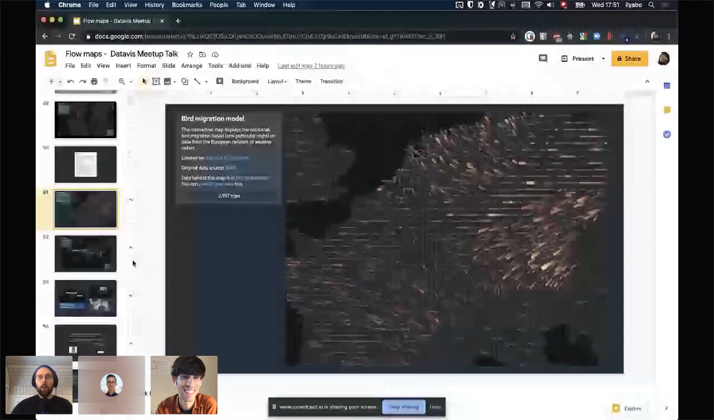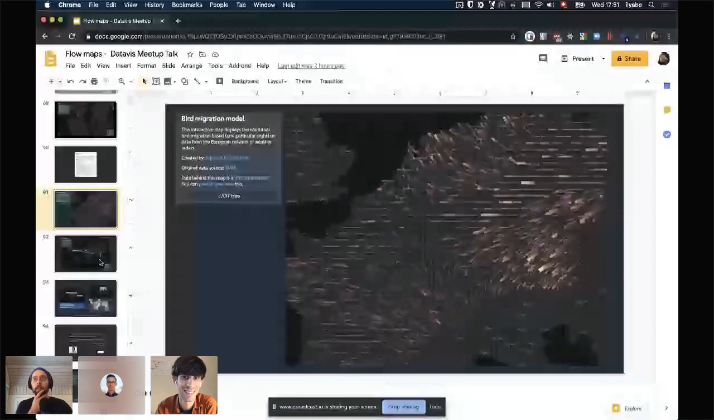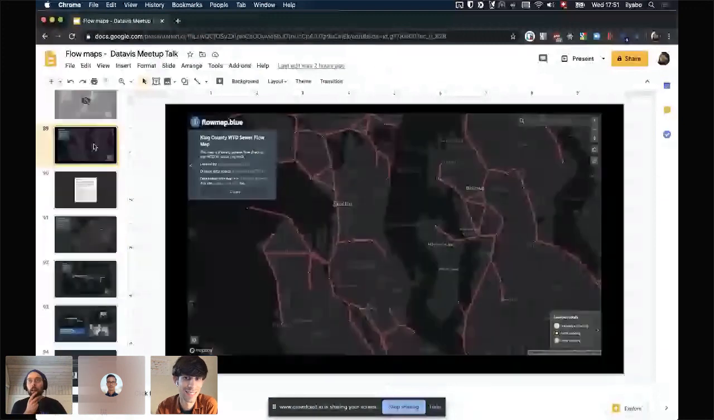Also for this one, for the Seattle sewer, the original dataset which Peter uploaded was really big, and I saw that there were performance issues when I tried to zoom in and out. That was one of the triggers, one of the reasons why I implemented the adaptive filtering and clustering.